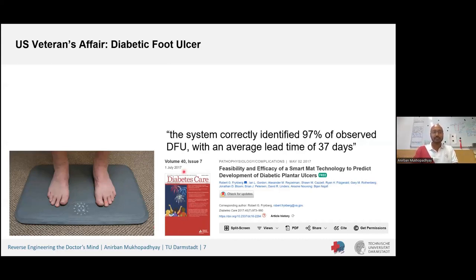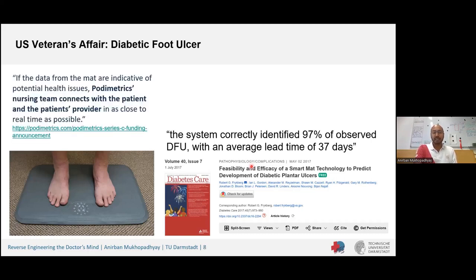What they came up with, they showed a multi-center study of their smart mat, where they showed that you can correctly identify 97% of the observed diabetic foot ulcers on an average lead time of 37 days before the typical procedure in which you diagnose. And this is really a super efficacy in terms of a multi-center trial. And they really are doing great innovation in that space.